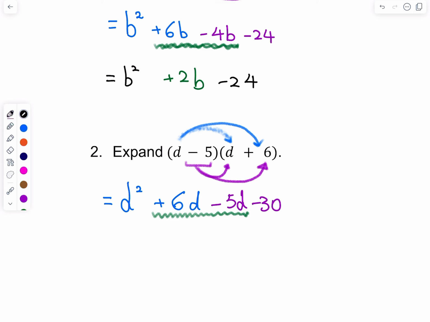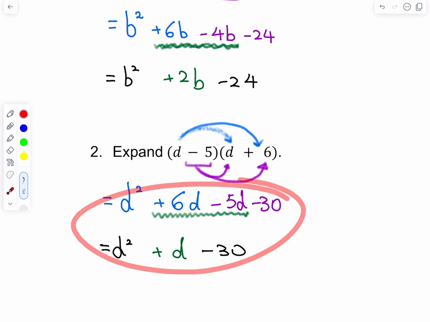6 minus 5 is 1, right? But we always say 1 is hidden, so we don't write the 1. 1 is always hidden. So if there's no number in front, that means it's 1. So 1D here. Cool, everything is fine, right?